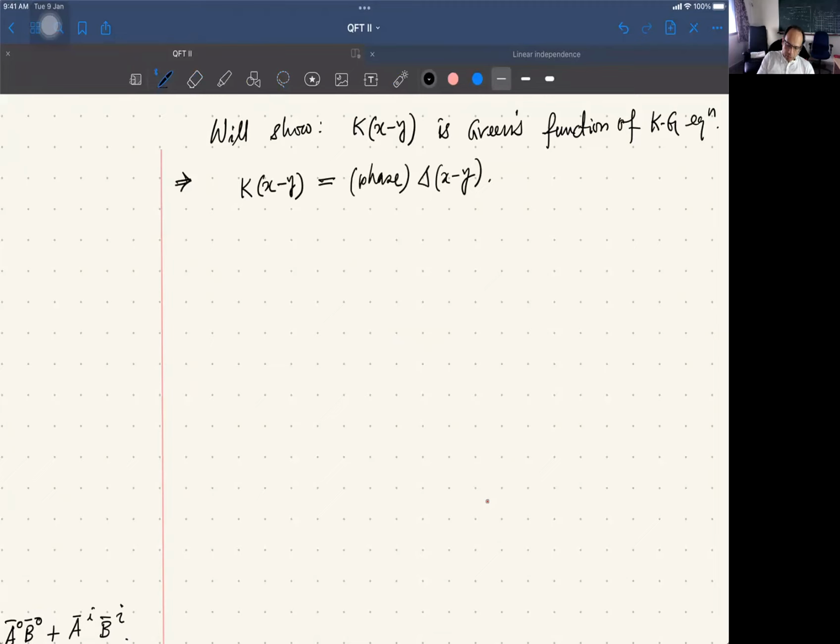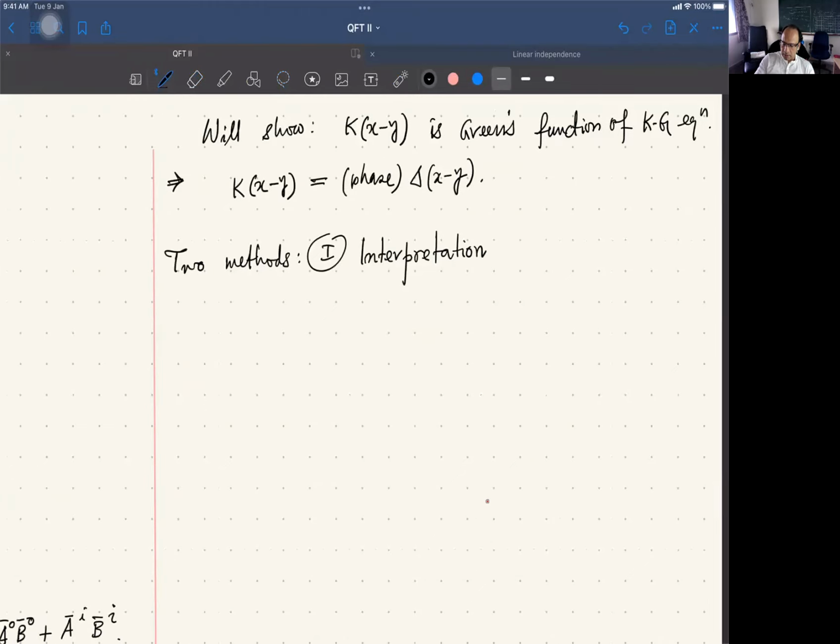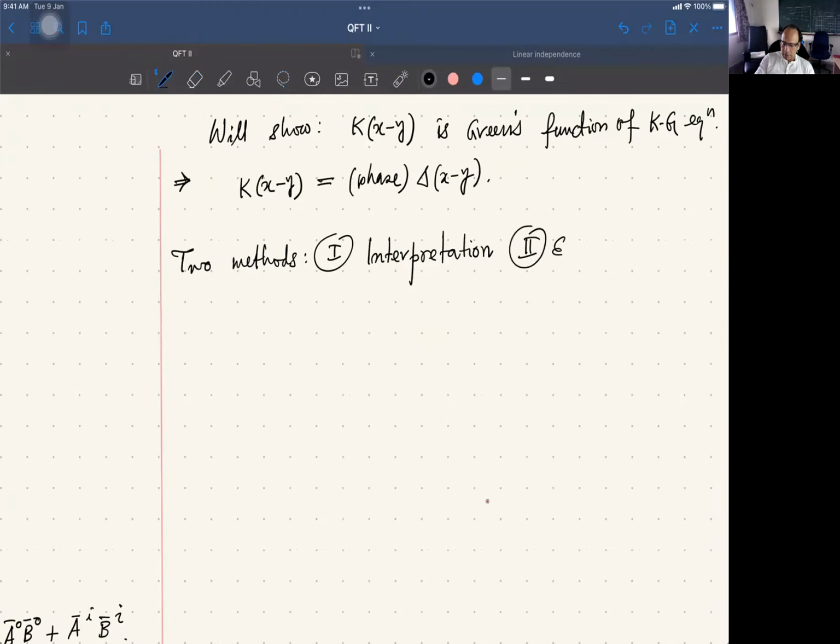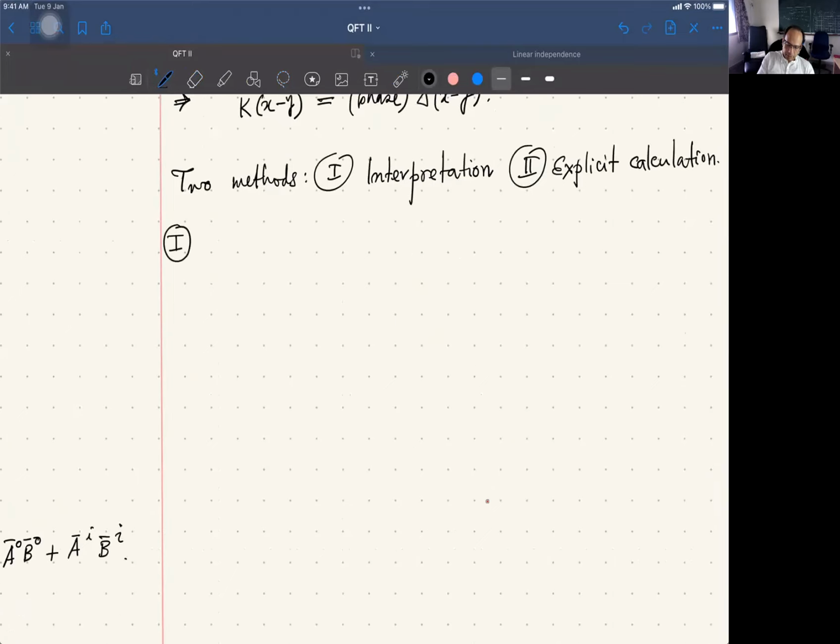Okay, and that we will consider two methods. We'll discuss two methods. One is interpretation, an interpretation from the QFT side to argue that this must be the case, and the other one is explicit calculation. So let me first begin with interpretation.